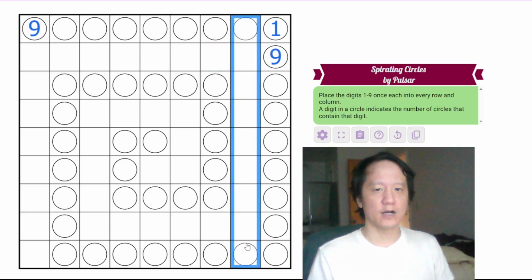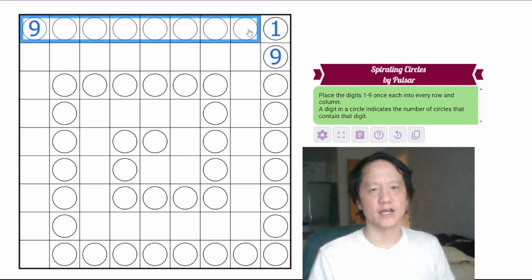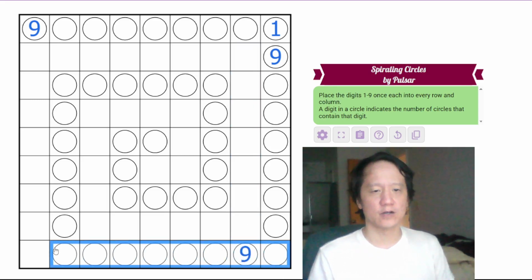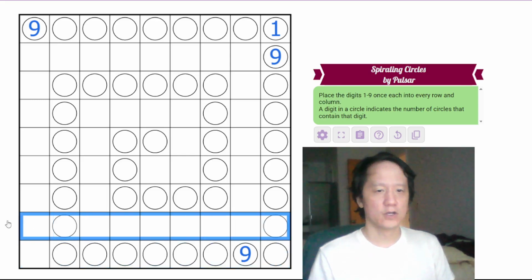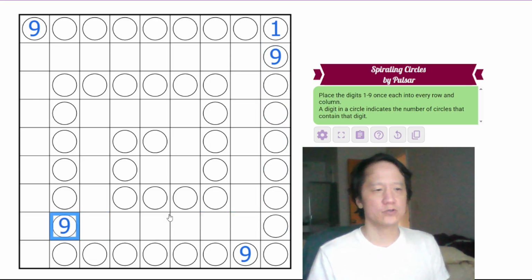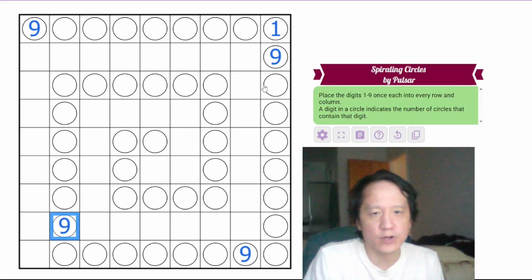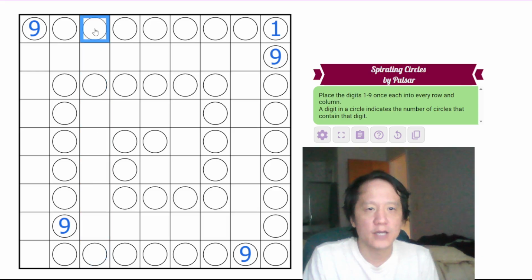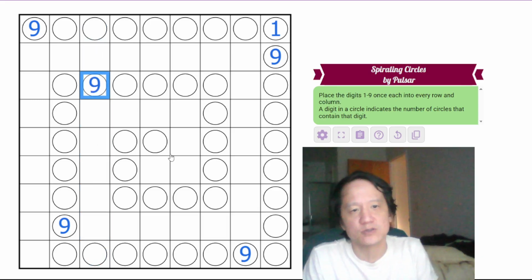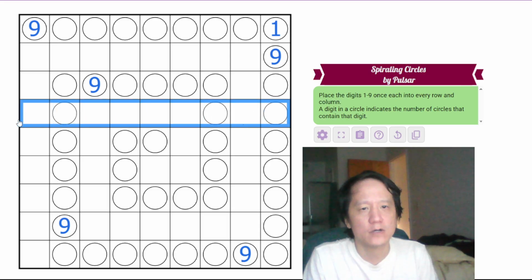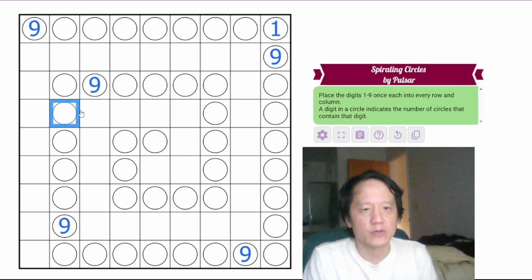Where can 9 be in column 8? Can't be here because of the 9 in the row. Can't be any of the non-circle clues, so this must be a 9 here. Then what about row 8? Can't be here because of a 9 in the column, so it has to be in the other circle, which is there. And we can keep going around this way. What about column 3? 9 can't be here, 9 can't be here. It must be in the circle, so that must be here. That follows row 4. 9 can't be here because of a 9 in the column, so it must be in the circle.